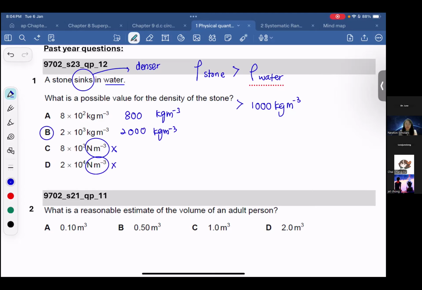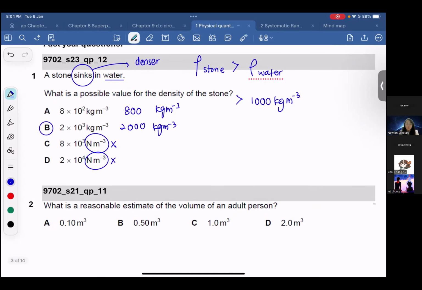Okay, so this is the estimation. The estimate is greater than 1000. So maybe it's 2000, maybe it's 3000, maybe it's 1500. Yes. Okay, that is a possible value for the density of stone. Okay, so we go to the second question.